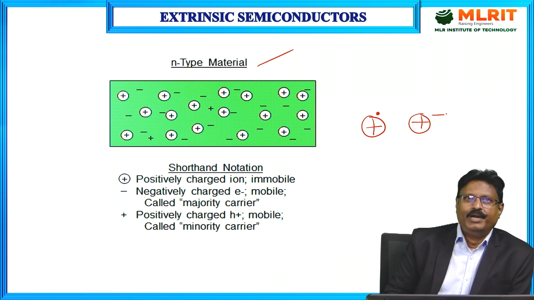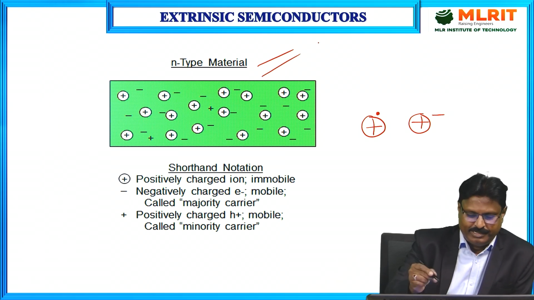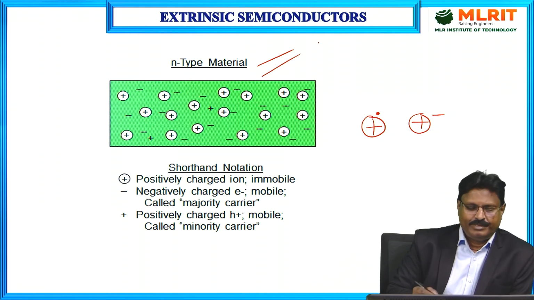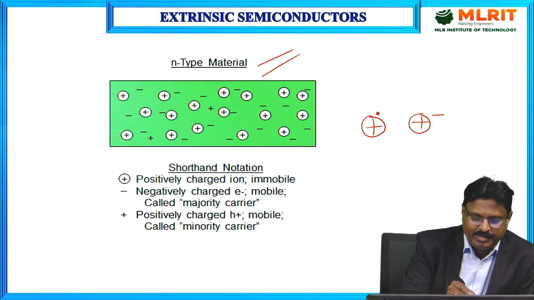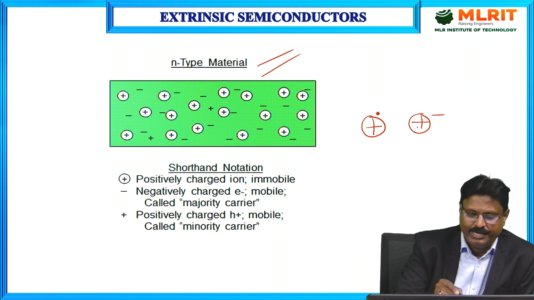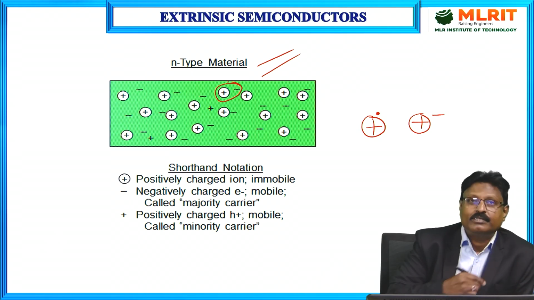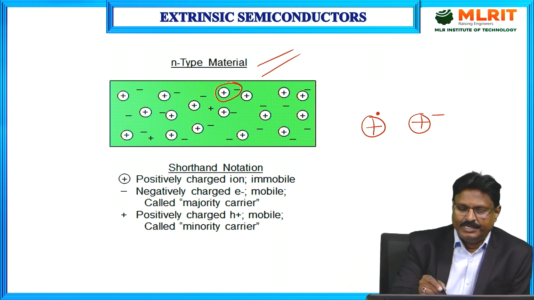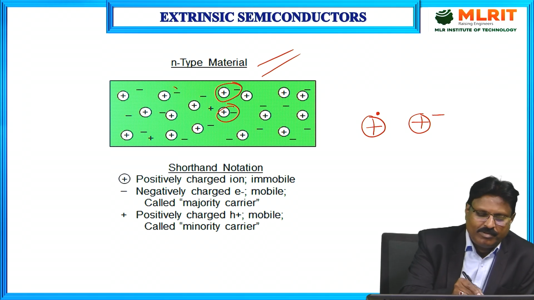So the n-type material is represented like this in a shorthand notation. As you can see here, this is the impurity atom, which is a positive donor impurity atom. That's why it is represented as a positive ion. It is covered with electrons.